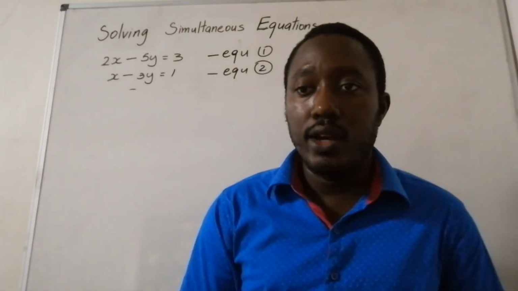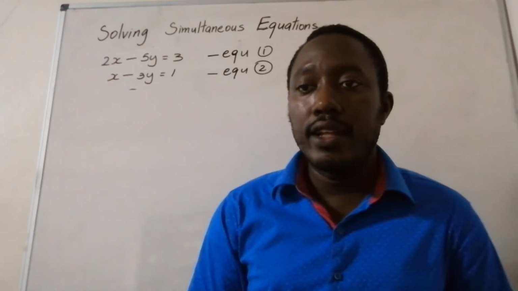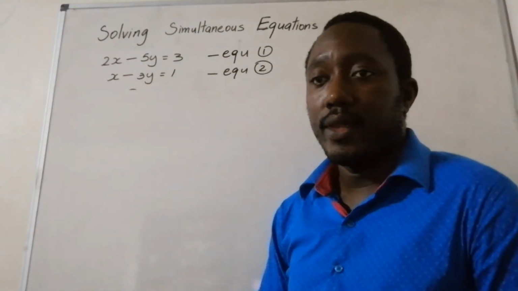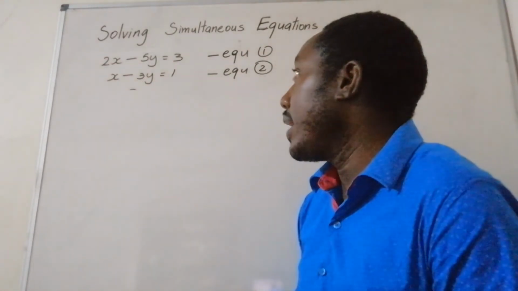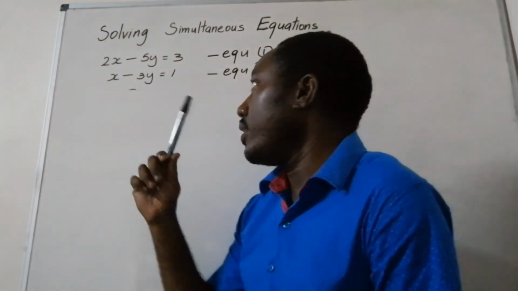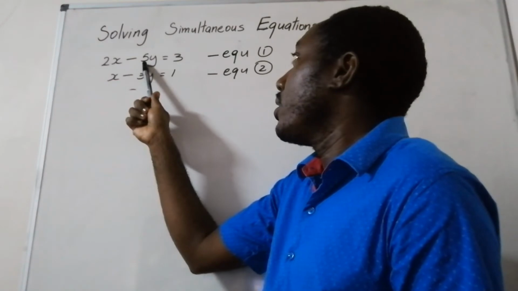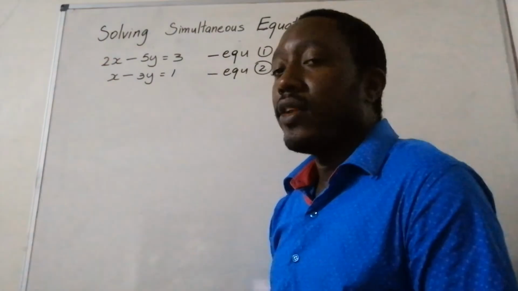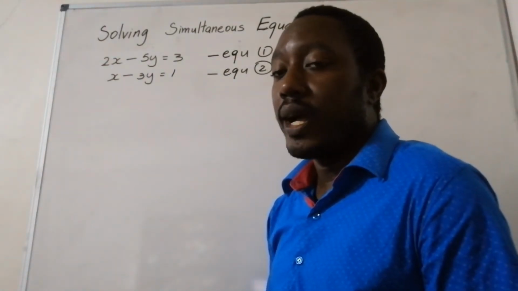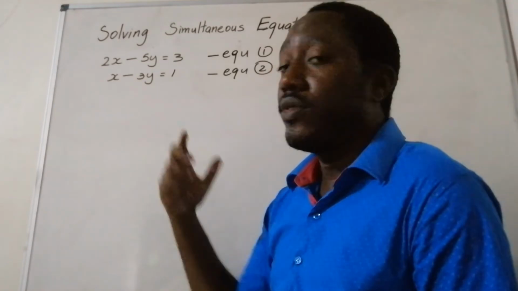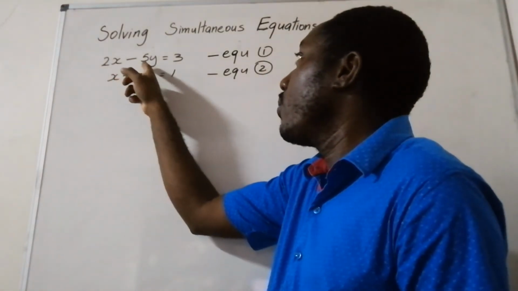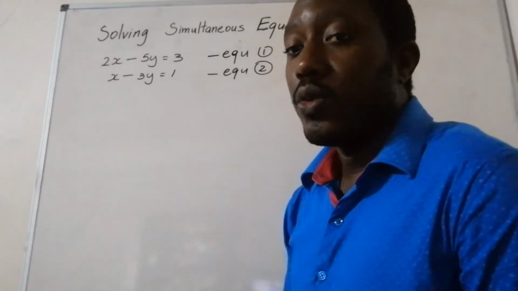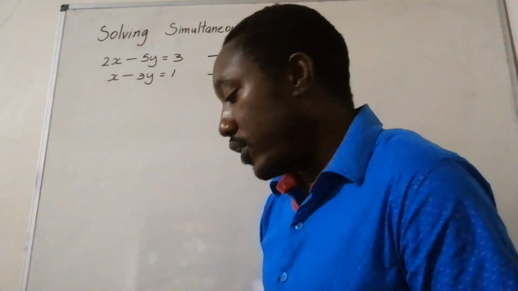All right, so in our final example, what we will be doing, we'll be getting rid of our y variable. Notice that our y variable is negative 5 and negative 3. So in order for us to get rid of y, remember we said we must make the coefficients the same. The coefficient of y here is minus 5, the coefficient of y here is minus 3. So to get rid of y, we have to make our coefficients the same.